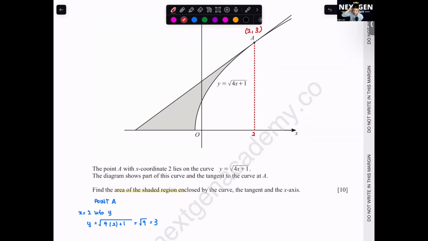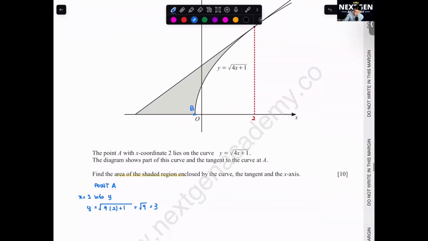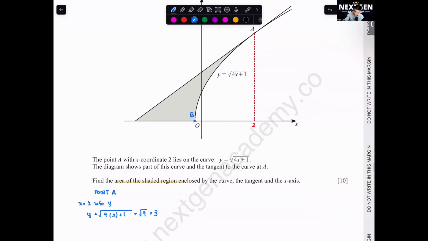Okay, next, what do we want to do? We can also, later, find this value. This one is x equals 0. Maybe we can say this point is point B. Then let's call this point C.